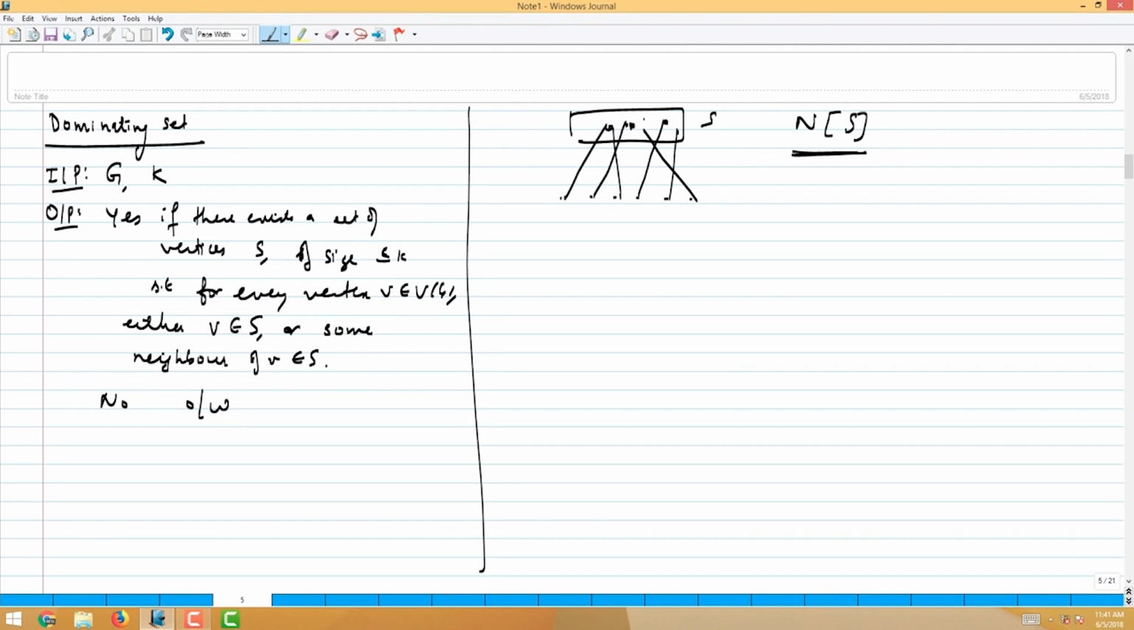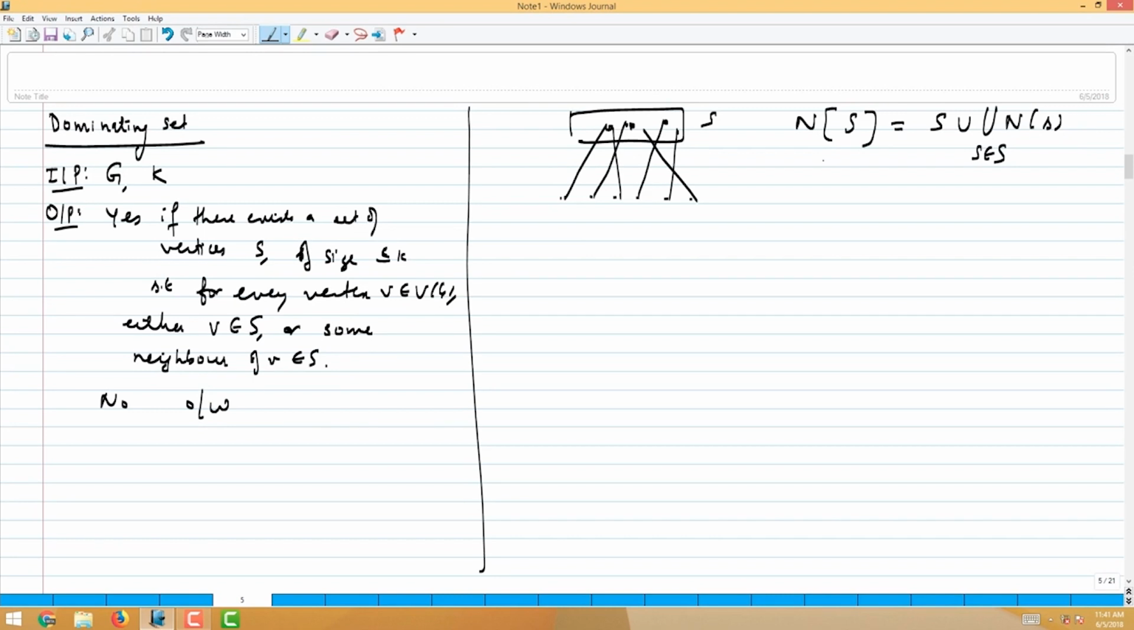Sorry? Okay, it is, but I think I'm not able to convey the definition of N of S. So N of S, this is a closed neighborhood. Okay, let me write N of S. You are right, but I think you don't get this definition right. So N of S is equal to S union the neighborhoods of all vertices in S. This is N of S. So N of S has S in itself.